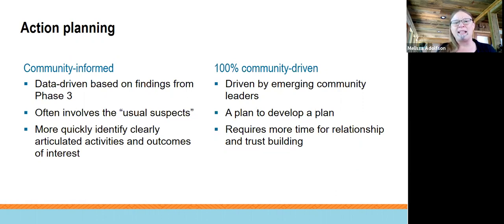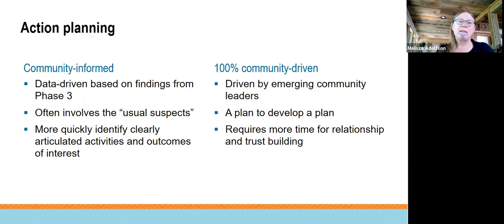But one of the benefits of that is that you can more quickly come to identifying clearly articulated strategies and activities and how you're going to measure those. Another approach is ensuring that your action planning is 100% community driven. And I think that this is the gold standard, but it takes time and especially takes that kind of cyclical and iterative process. So this approach would involve bringing in those emerging leaders that you identified from the 100 Cups of Coffee or the community conversations to help drive the planning. And that's going to require more time for relationship building and trust building.